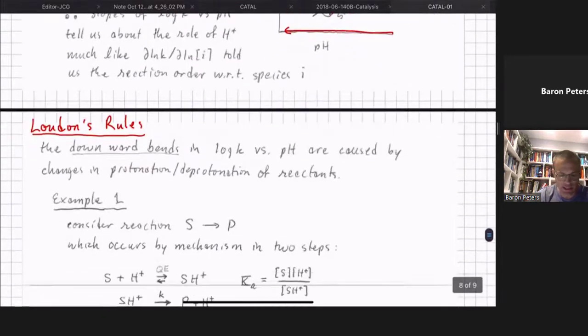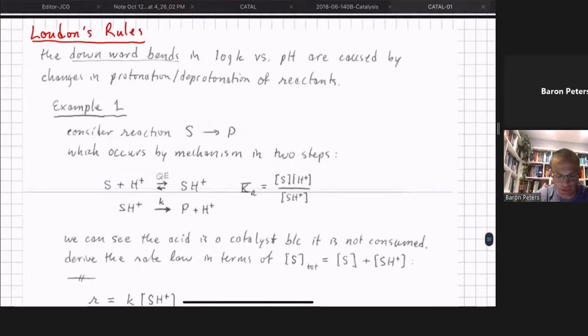When you see a downward bend in the log K versus pH profile, that's caused by a change in the predominant protonation or deprotonation state of species along your reaction pathway. So we're going to consider this reaction where substrate S goes to a product, and it's going to involve 2 steps. First, we protonate S to give us SH+. Then the protonated species SH+ reacts to give me B plus H+.